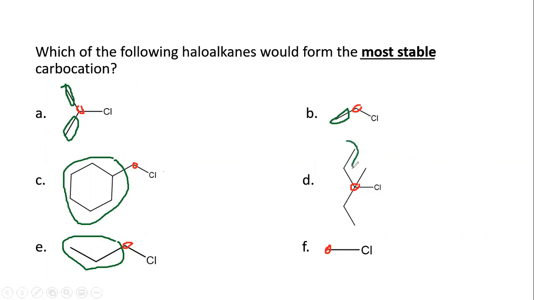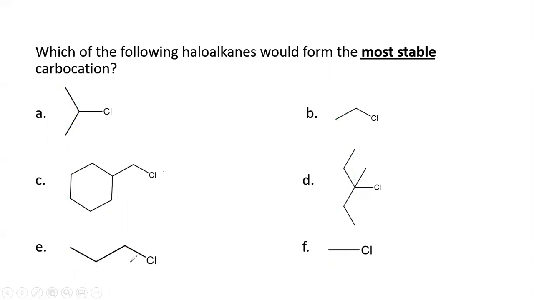And D has 3 carbon sticks, it's a tertiary alkyl halide. So since it's a tertiary alkyl halide, it's going to form the most stable carbocation. So D would be the correct answer.